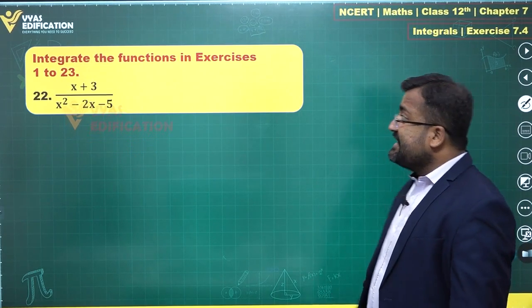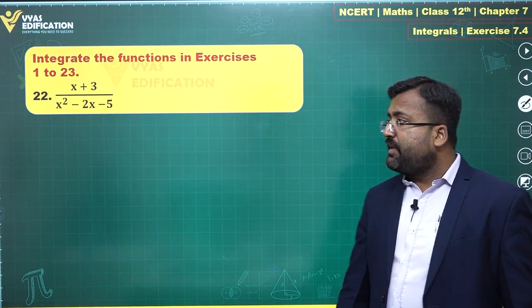The 22nd question says we have x plus 3 upon x square minus 2x minus 5, and how do we handle this one?